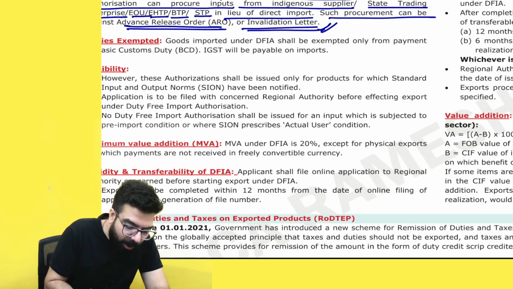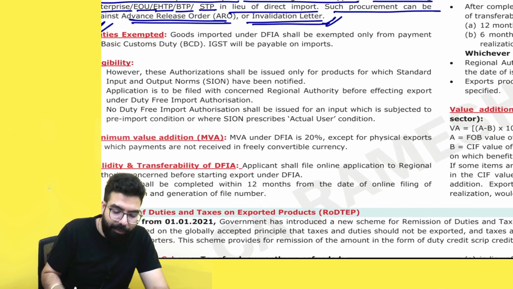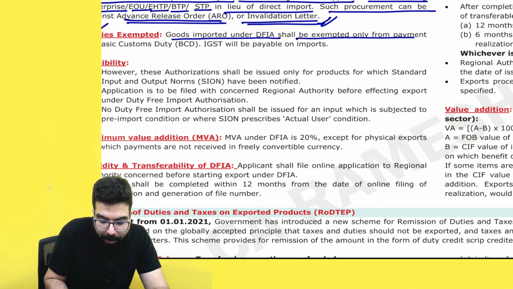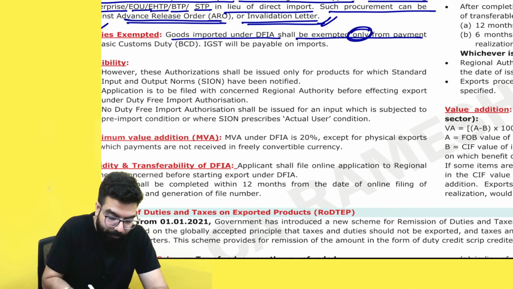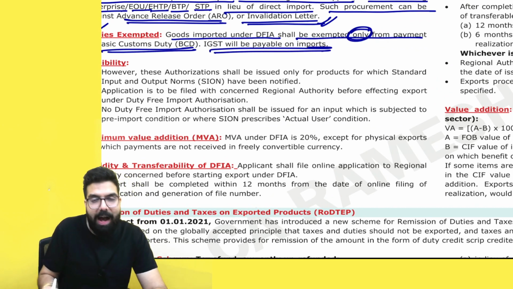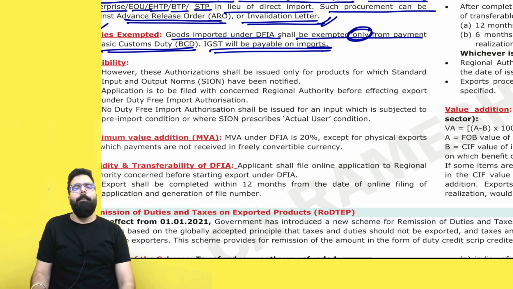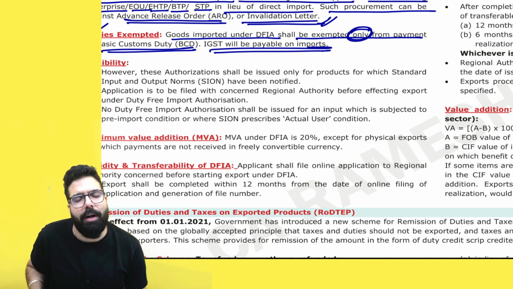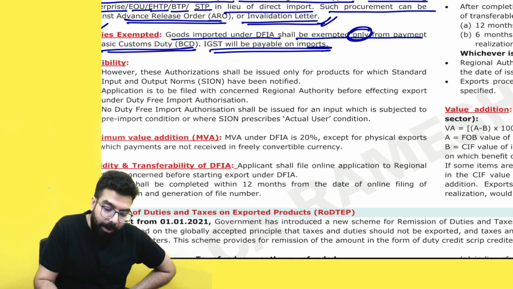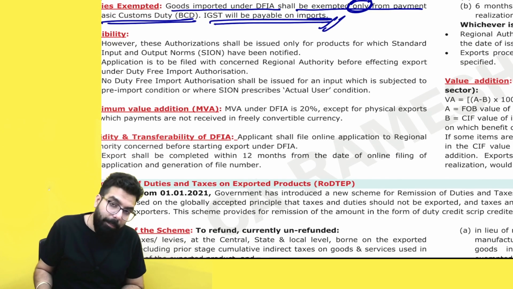Next. Now, what are the duties which are exempted under duty-free import authorization? Goods imported shall be exempted only from the payment of basic customs duty. IGST will be payable. So, if I go ahead and import some goods under DFIA authorization, remember only basic customs duty will be exempted, and the remaining IGST etc. will be payable on the import.